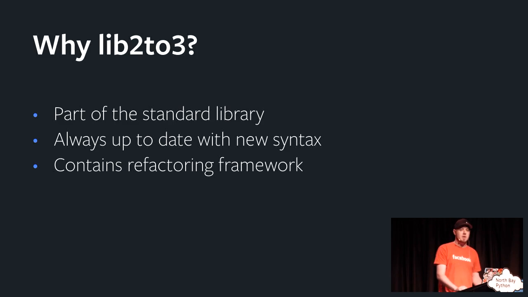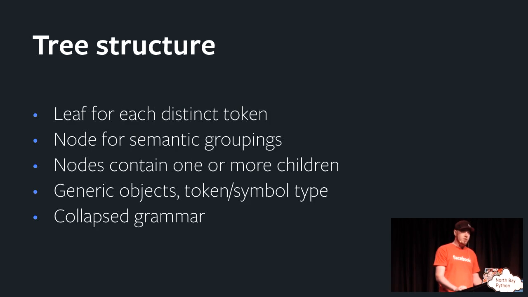And helpfully for us, lib2to3 also contains a refactoring framework. The tree structure that it generates more closely mirrors the actual CPython grammar, with leaves for the actual terminal tokens in your file, and nodes matching the grammatical elements and grouping of those leaves or other nodes. But rather than specific classes for each individual grammar element, lib2to3 just uses a generic leaf and node class. It also will collapse the tree that it generates by removing any redundant elements from the hierarchy.